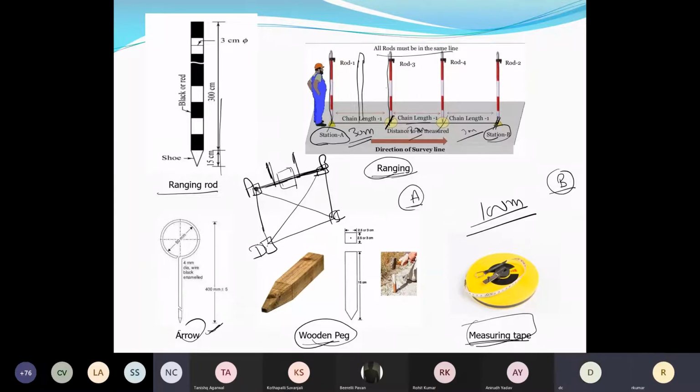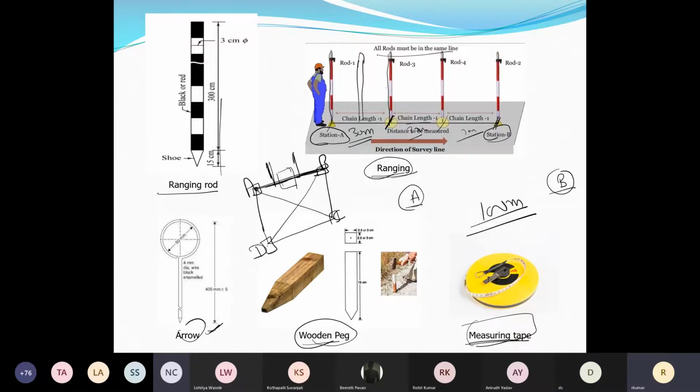Is it making sense? The intervisibility of the points. Is it making sense to anyone of you? Sir, could you please repeat that once again? Intervisibility. Points A and B are not intervisible, then you can take offsets.